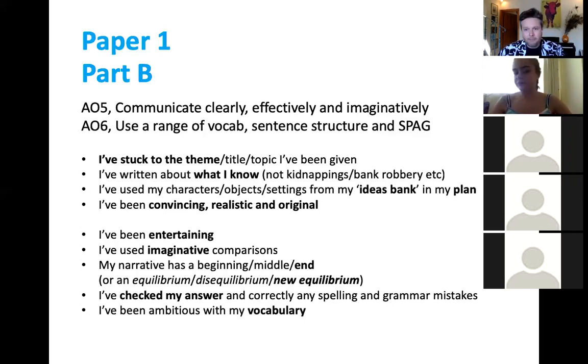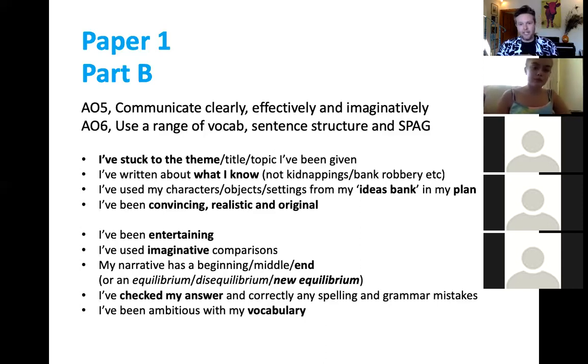Make sure that your ideas bank is inside out. Before you go into the exam, you should have revision cards with your characters, your objects, and your settings on. Ideally aim for 5. Maybe you can get away with 3, but I'd try to have 5 different characters, different scenes, and different objects. And then you can start with the objects usually.